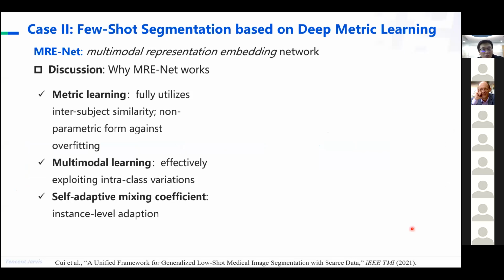So here, a little bit of discussion on why our MRE-net works. I think the first thing is metric learning, which fully utilizes the inter-subject similarity, and its non-parametric form is robust against overfitting. Then secondly is the multimodal learning to effectively exploit intra-class variations. That is to say, even for the same organ of different patients, they can appear differently in different images. And in the extreme case, even for the same organ of the same patient, it might just display natural clusters of appearance. Therefore, our multimodal learning is able to capture this intra-class variation. And lastly is the self-adaptive mixing coefficients to allow voxel-level adaptation of the mixing coefficient.